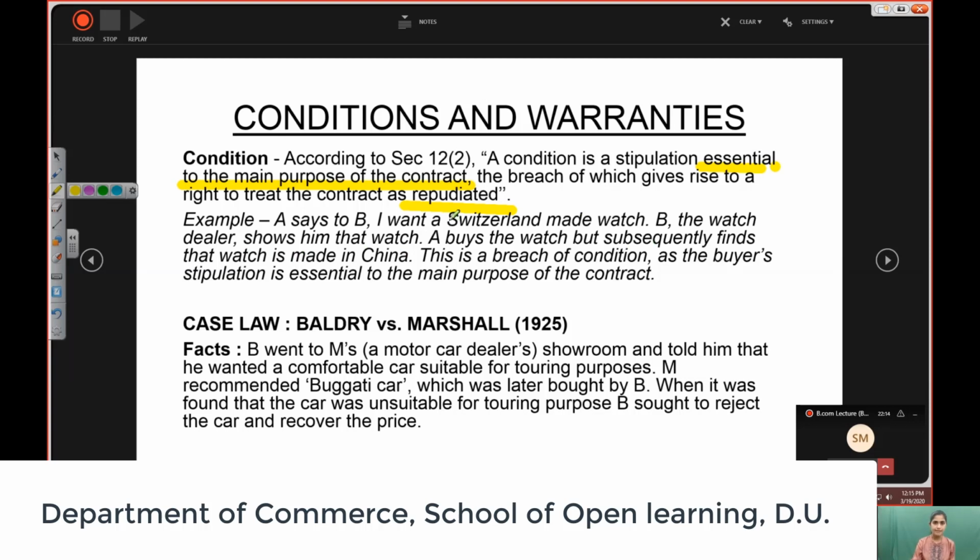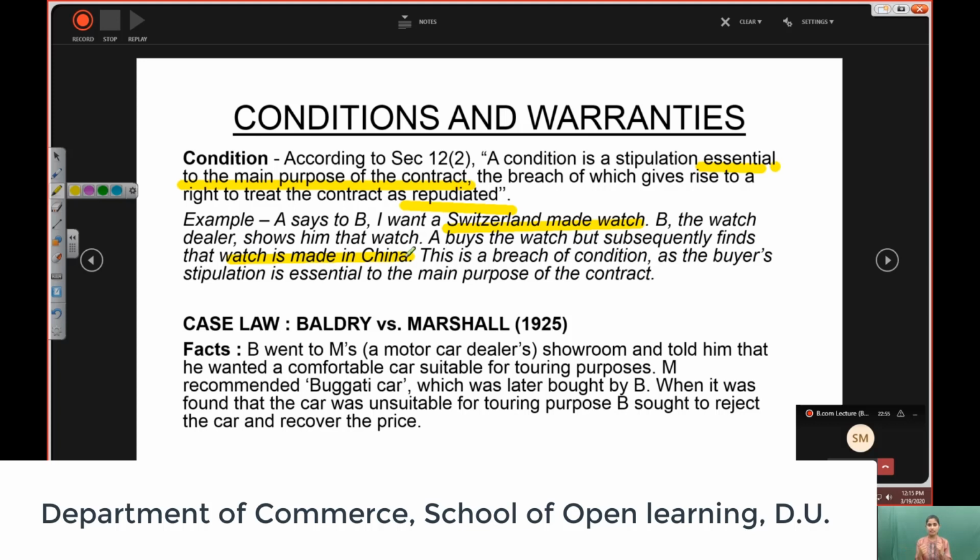So students, look at this example one more time. A went to B, a watch dealer, and says that I want a Switzerland-made watch. So you see that he has talked about a condition that I want a watch, but it should be a Switzerland-made watch. B, the watch dealer, shows him that watch. A buys the watch, but subsequently, after some time, he finds that watch is made in China. So you say that there was a condition that he wanted a Switzerland-made watch, and later on he finds that the watch that he has purchased belongs to China. So there is a breach of condition.